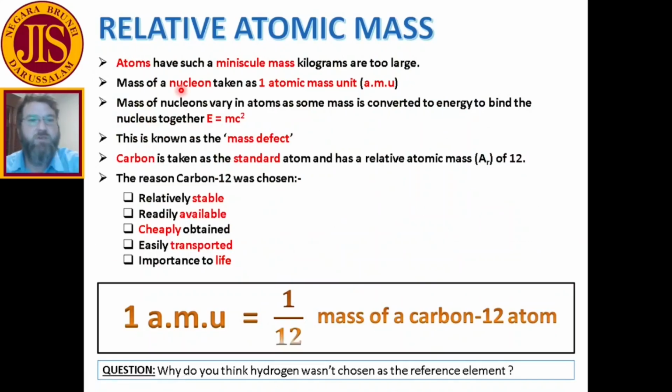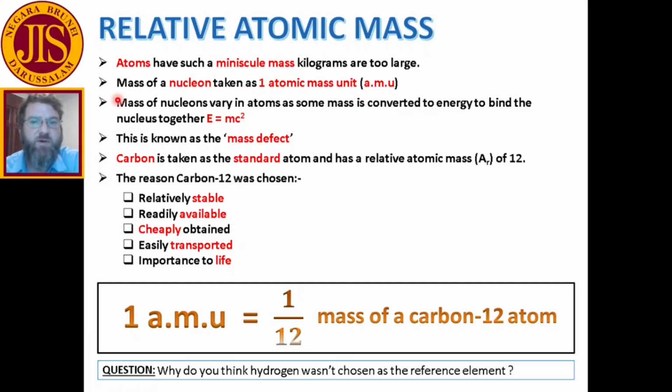Let's look a little bit closer at relative atomic mass. As you know, we can't deal with kilograms because they're just way too big relative to the mass of nucleons, things like protons and neutrons. When we talk about a nucleon, that's something in the nucleus, either a proton or a neutron. It has an atomic mass of 1, which is called an AMU, atomic mass unit.